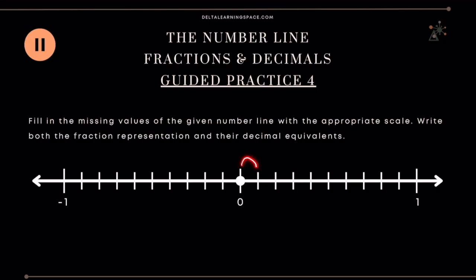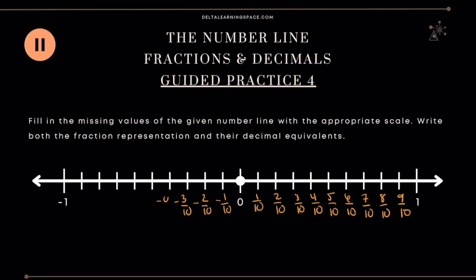If we count the number of spaces in between 0 and 1, we will see that we have 10 spaces, meaning that our scale is divided into tenths. I can write my fractions like this. And their negative counterparts. And lastly, I can convert my tenths into decimals, and they come out nicely like this.